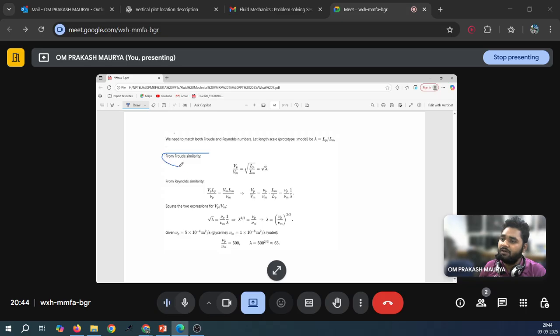From Froude number similarity, your velocity ratio is root LP by LM. From the Reynolds number similarity, your velocity ratio you can model with kinematic viscosity, because kinematic viscosity is given in the question. So kinematic viscosity of prototype divided by model, and here Lm by Lp is 1 by lambda. From here you can consider.